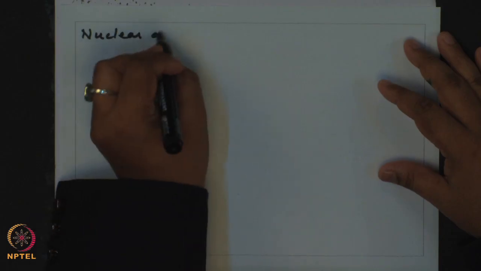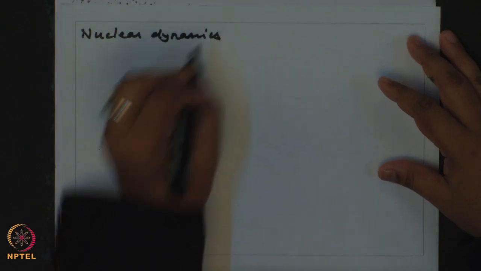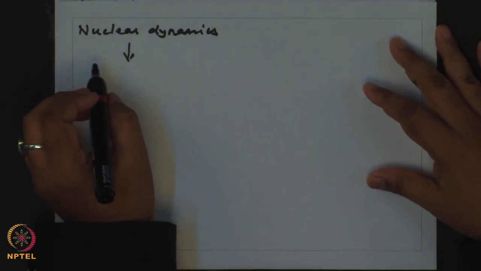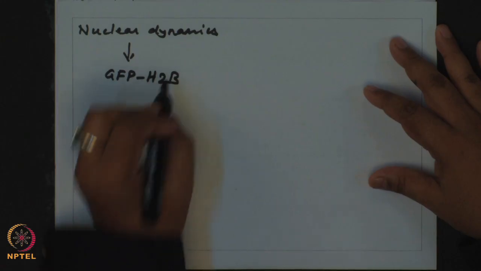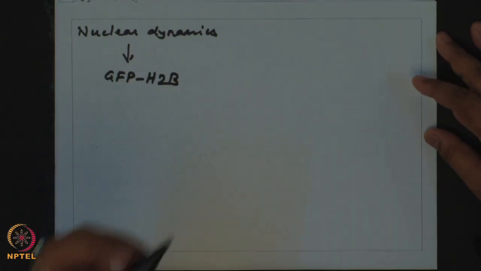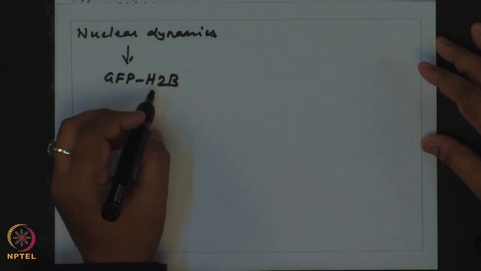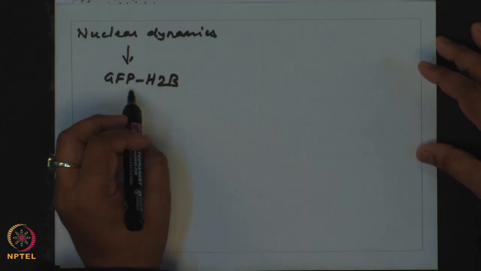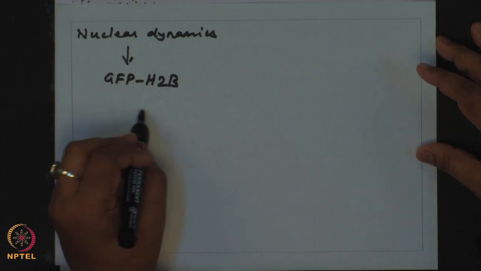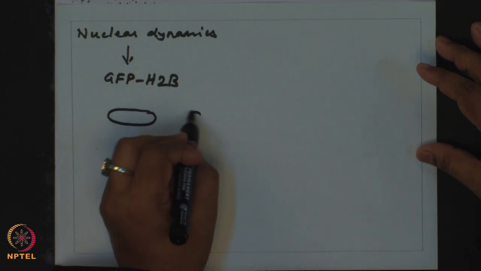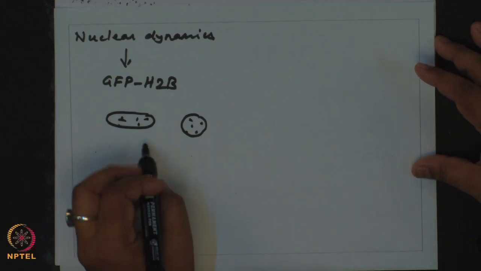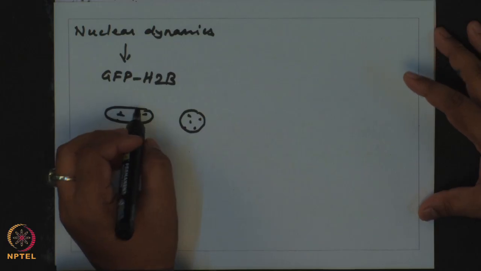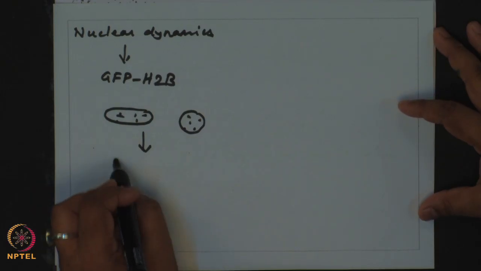For understanding nuclear dynamics, what they did was they transfected these cells with GFP H2B. H2B is a histone protein which is known to bind to the DNA. So, when you transfect cells with H2B, you can detect the entire nucleus, round or elongated. It will give you signal throughout the nucleus. And once they transfected these cells, they can actually track the outline of the nucleus.